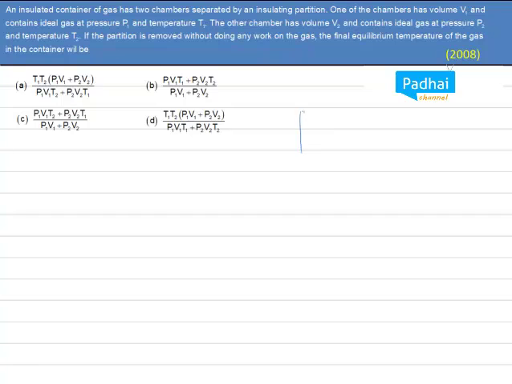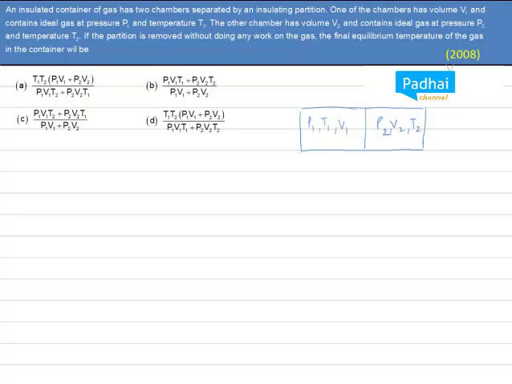So let us see what it is saying. This was basically a chamber, and it was having one partition. One side was having pressure P1, temperature T1 and volume V1. The other was having pressure P2, volume V2 and temperature T2.